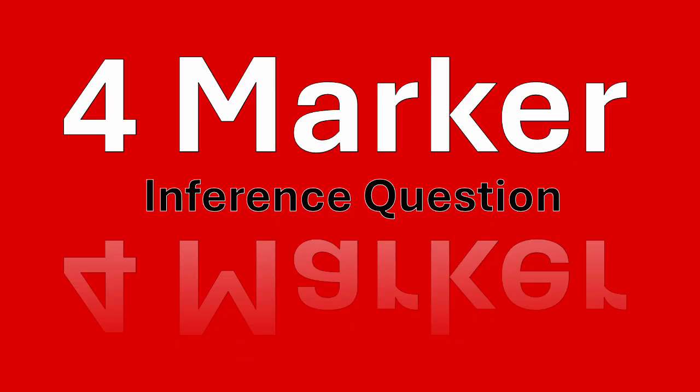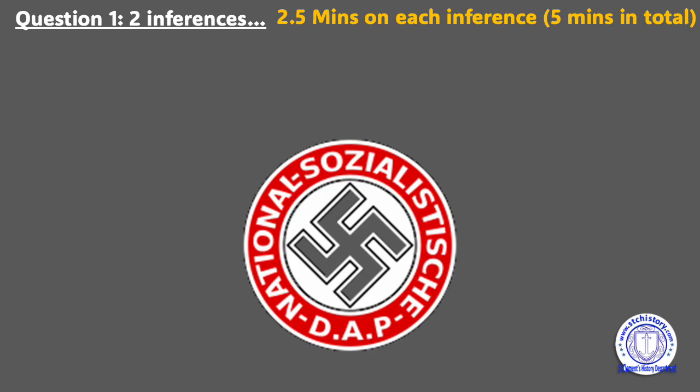Alright, so let's start then with the 4 marker. Nice and easy, straight into it is our inference question. We make inferences every day of our lives, don't we? Every day we make an inference about the mood of our teachers, your friends, people at home, all sorts of things. Seeing people wearing football kits, we assume they support that team. So we do it all the time, so we should be good at this.